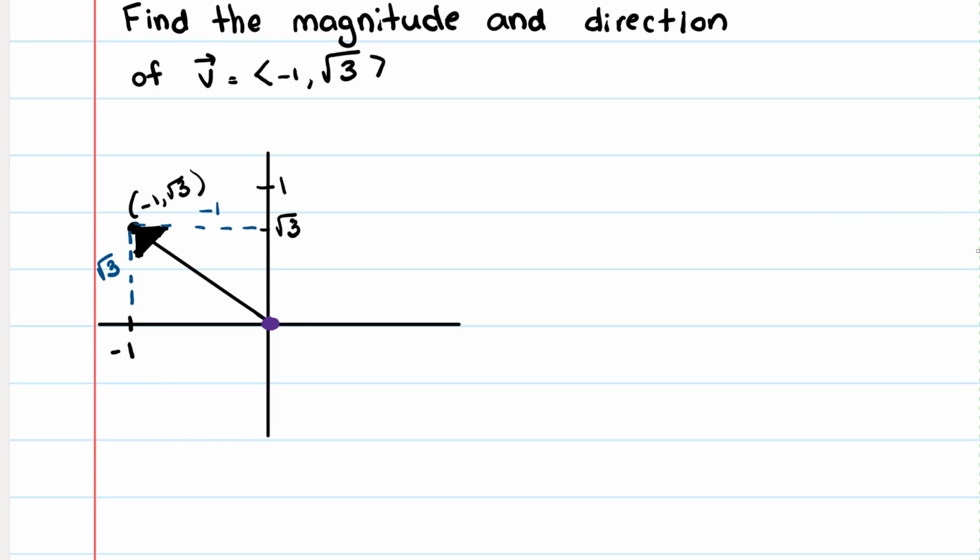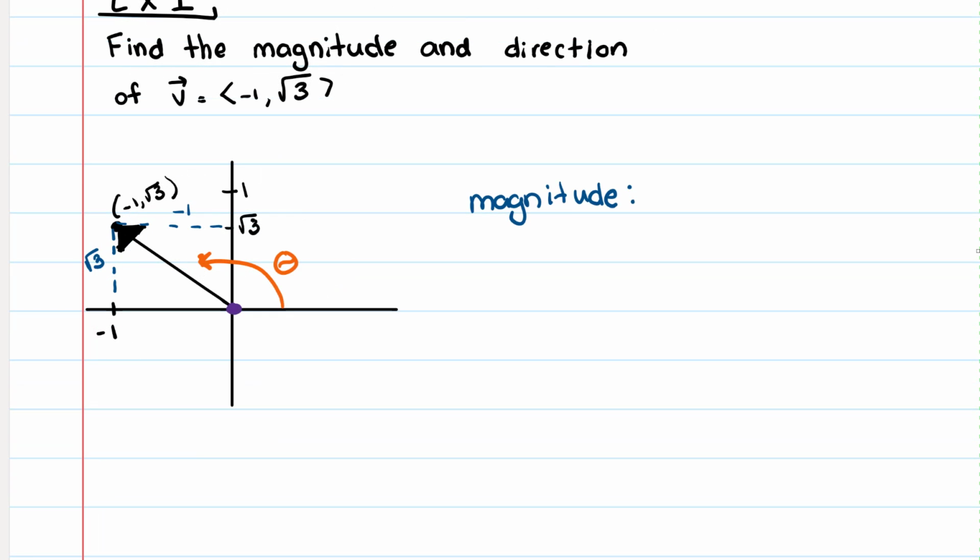What I also like to do is take a second and draw the components. So it's radical 3 up and -1 across, and then theta starts at the positive x-axis and is the angle to that vector. So what we want to do is find the magnitude and direction. In order to find the magnitude, that is the absolute value like this.